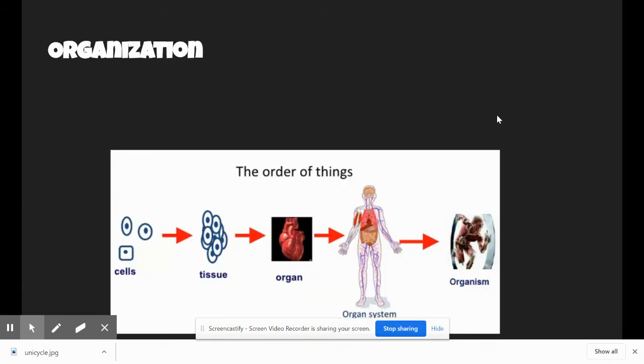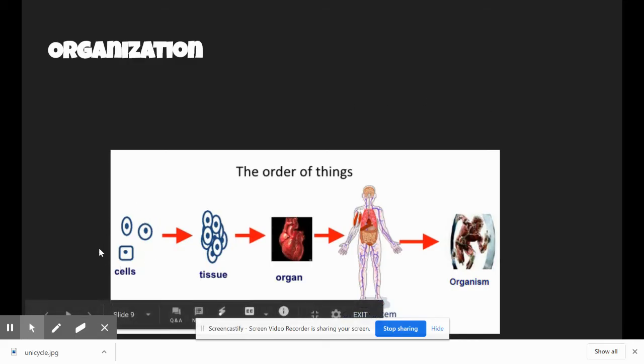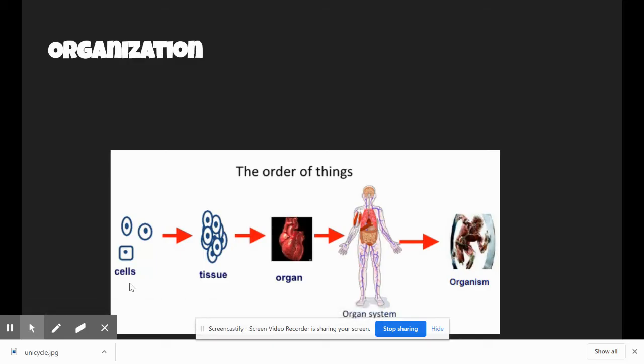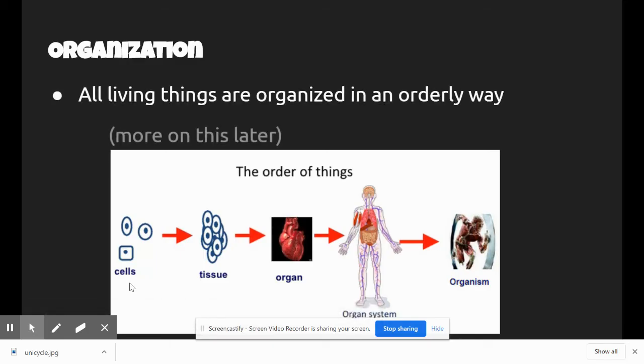The other thing with organization is that organization means that things are put into an order. So just like we already said, you can see the cells right here that are starting our organization. But we'll have a little bit more on this later. So we're going to talk about this once we get to body systems. Levels of organization and body systems.